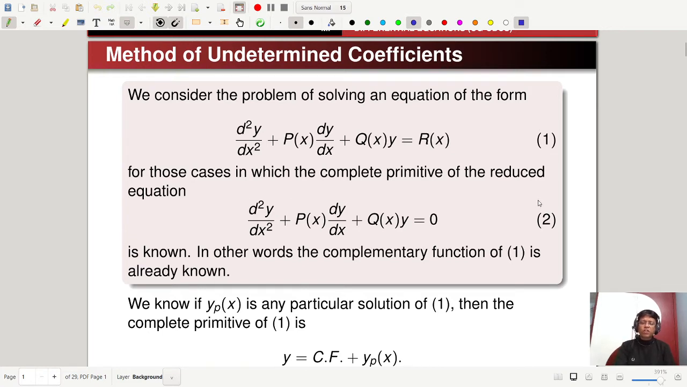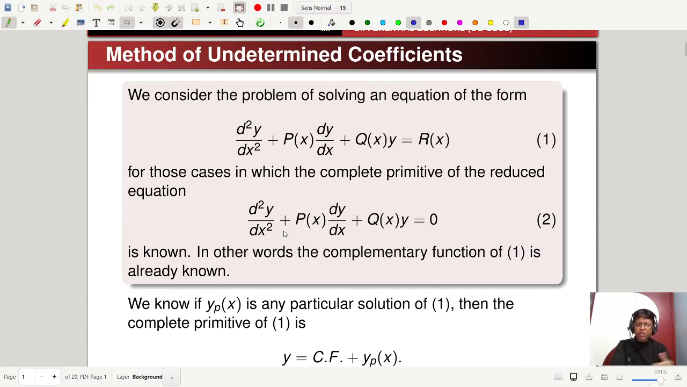For those cases in which the complete primitive of the reduced equation d2y/dx2 plus p(x) dy/dx plus q(x) y equal to 0, that is, r(x) has to be 0 in the reduced equation, is known. In other words, the complementary function of 1 is already known. So you can get the complementary function of 1, and that is the complete primitive of the reduced equation 2.